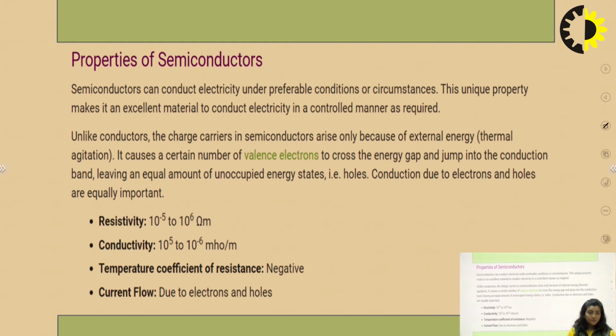It is up to you. Unlike conductors, the charge carriers in a semiconductor arise only because of external energy, as I already told you, like thermal agitation. It causes a certain number of valence electrons to cross the energy gap, meaning only a certain number of electrons can jump from the valence band to the conduction band. You cannot allow all of them, unlike in conductors, where they have no choice.